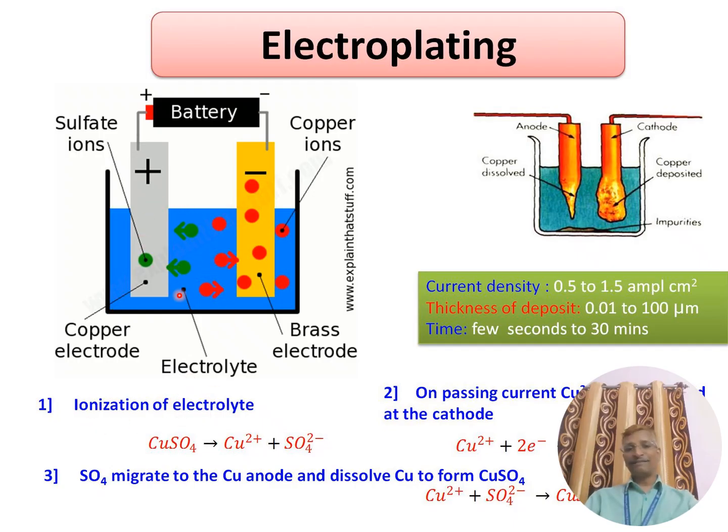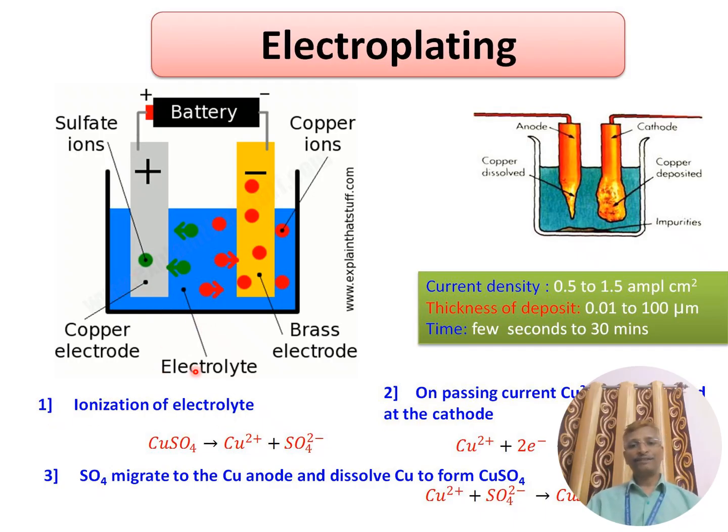So copper sulfate is the electrolyte. If you switch on the power, copper sulfate dissociates into Cu2+ and SO4 2-. The Cu2+ is deposited here. Then the SO4 2- ions move towards the copper electrode and react with the copper to form copper sulfate again.